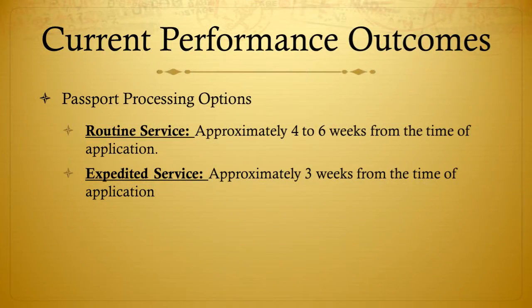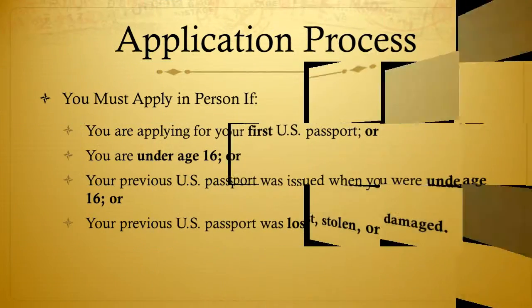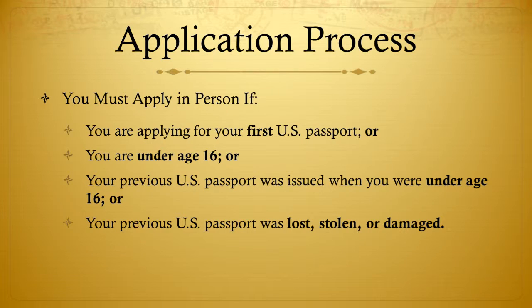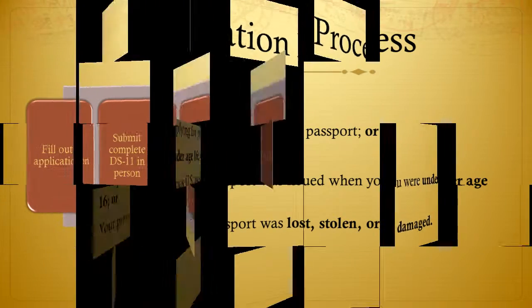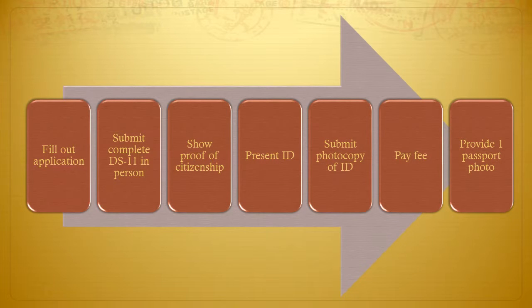There are two passport processing options. The first is a routine service. You will receive your passport in approximately 4 to 6 weeks. The second processing option is an expedited service, where you will receive your passport documents in approximately 3 weeks. You must apply in person if you are applying for the first time, if you are under age 16, or if your passport was lost, stolen, or damaged.